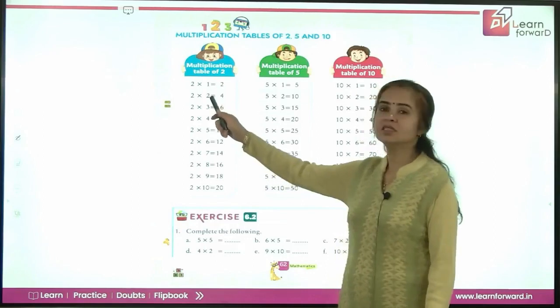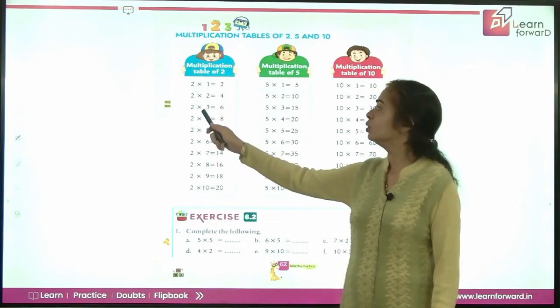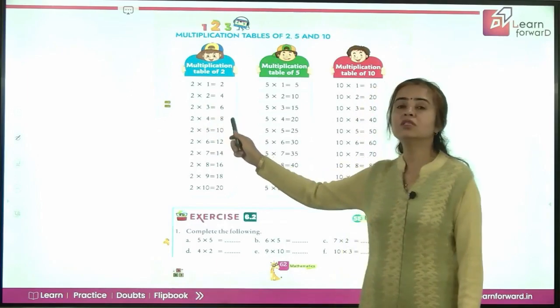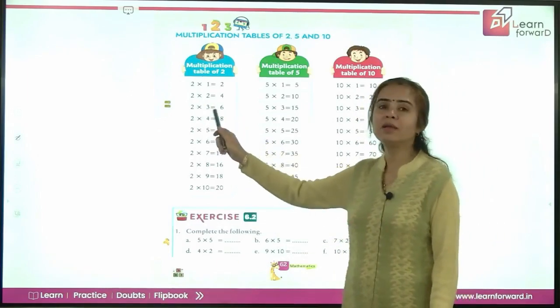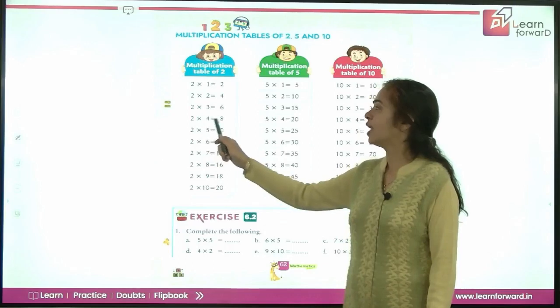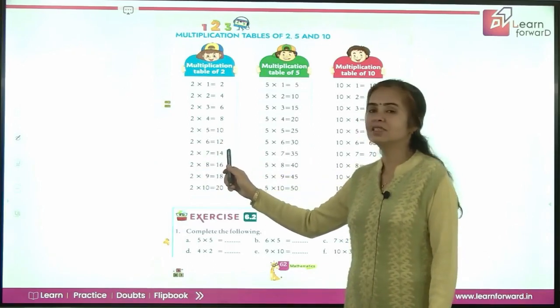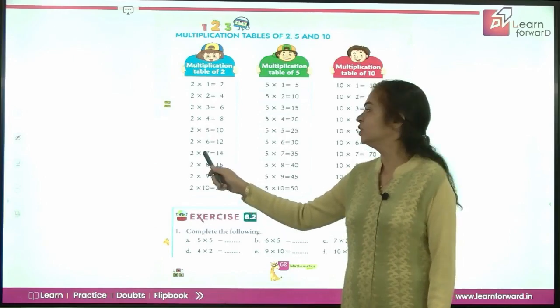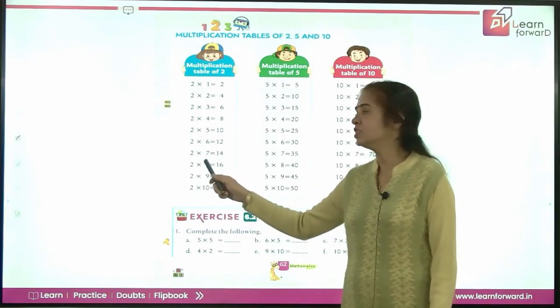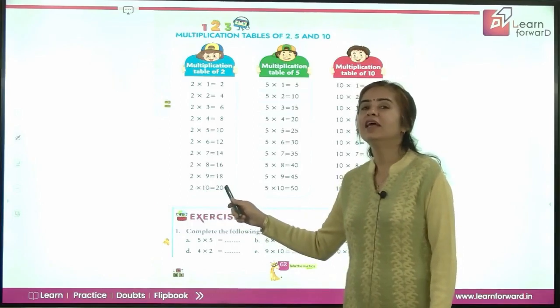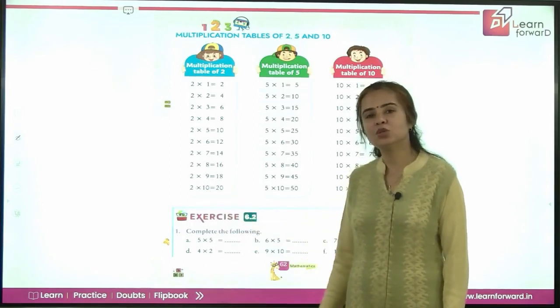So this is the multiplication table of 2. 2 times 1 is 2. You read it as 2 times 2 is 4. 2 times 3 is 6. 2 times 4 is 8. 2 times 5 is 10. 2 times 6 is 12. Good. 2 times 7 is 14. 2 times 8 is 16. 2 times 9 is 18. 2 times 10 is 20.